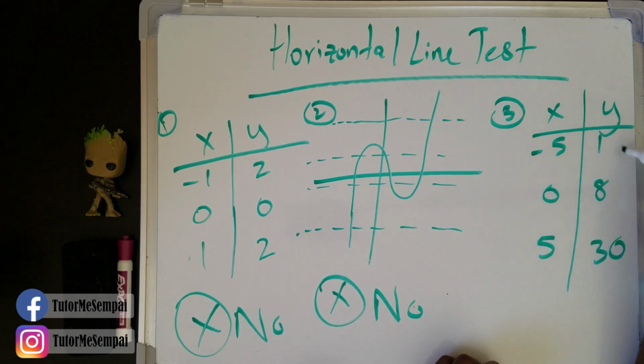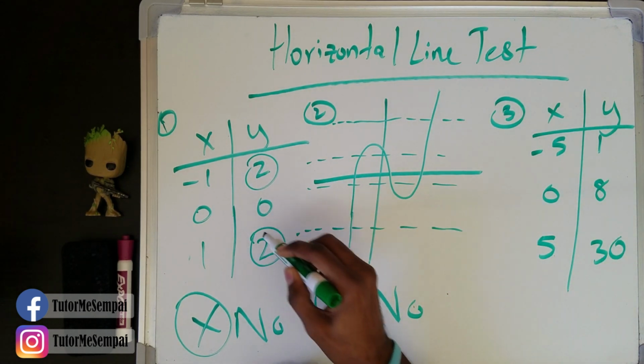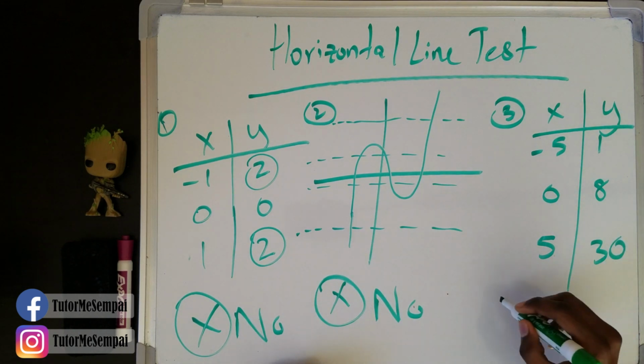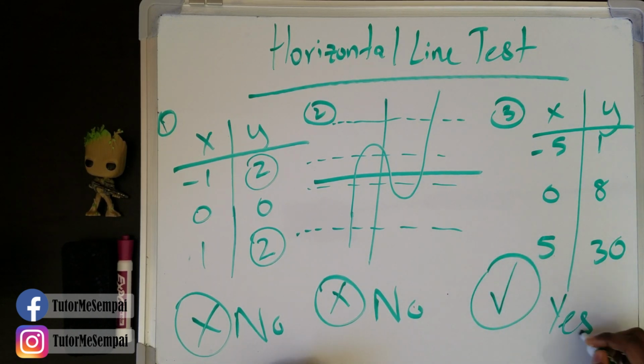So we know this is a function because they all have only one y, but we also know that it's 1 to 1 because none of these y's are repeated. We had a repeated y here, which broke our horizontal line test. None of these y's are repeated, so this is going to have an inverse function.